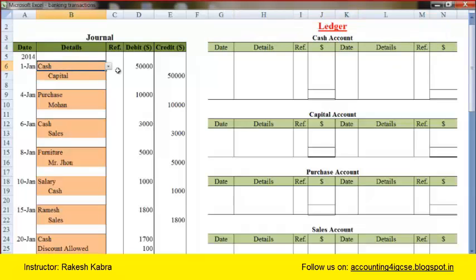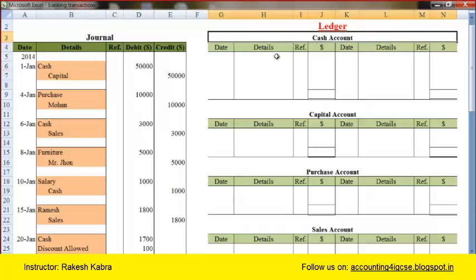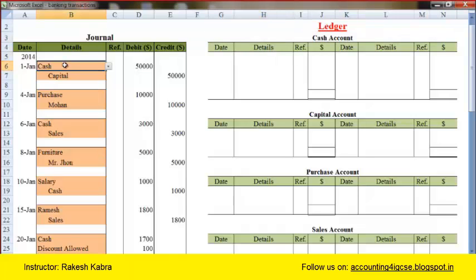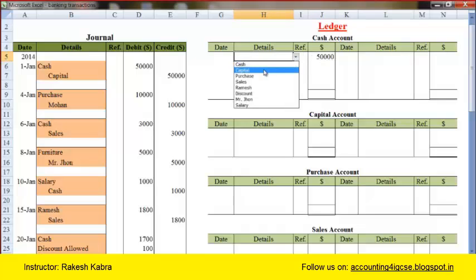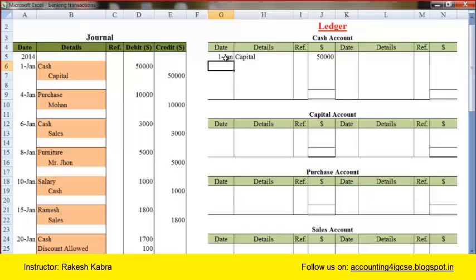Now in the entry, the cash account is debited, so in the ledger, posting in the cash account will be done on the debit side. On the debit side, first I will put the amount 50,000. Why on the debit side? Because the cash account is debited. And in the column for details I will write the name of the opposite account, which is capital, and I will put the date, January 1st.